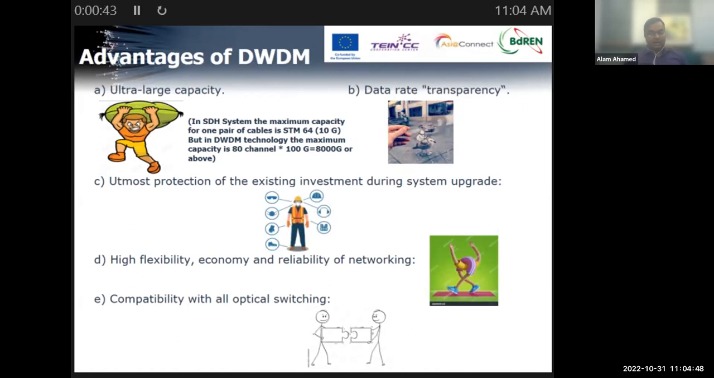This is the advantage. The SDH disadvantage is that one STM bandwidth is 155.52 Mbps, but the payload signal is only 3139. That means huge bandwidth is used for the overhead byte, and DWDM overhead byte is low. Another disadvantage of SDH is that it fully depends on the software. If your software is corrupted or virus affected, you cannot manage and control the system.